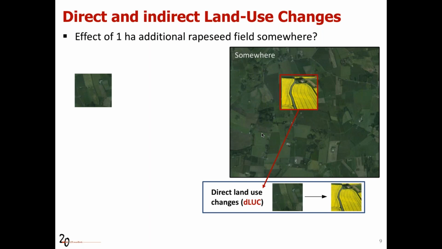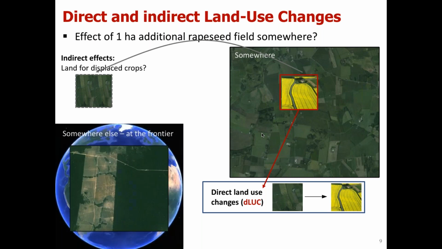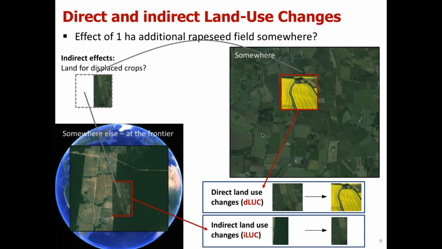Now, of course, in doing so, we will also displace the production that was occurring in that piece of land before we occupied it for rapeseed production. This displaced crop is still demanded by the market, and therefore will be produced somewhere else in the world. Now, where is this somewhere else in the world? Well, this will trigger a domino effect, which will partially end up with the occupation of further land at the frontiers, for example, in the Brazilian Amazon, to supply the displaced production. And this is what we call the indirect land use change.